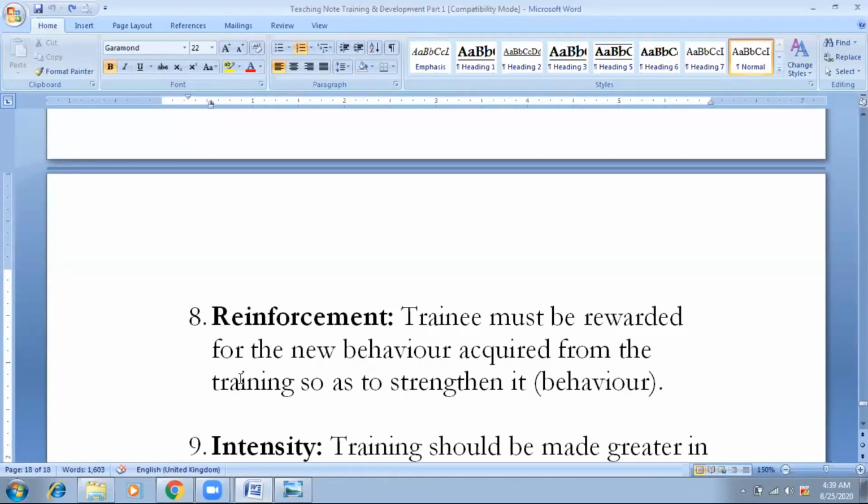Okay, next principle, reinforcement. The trainee must be rewarded for the new behavior acquired from the training so as to strengthen it. For example, if the employee learns an additional language, he or she is given a special salary increment. So it will strengthen learning the language, and it may encourage the employee to learn another language. Now that is reinforcement. So in Sinhala, upastambani.